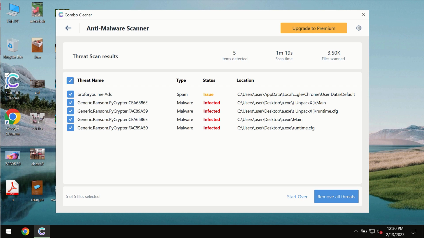I recommend that you consider upgrading to premium license as the best solution to keep your computer always clean and free of any other threats.